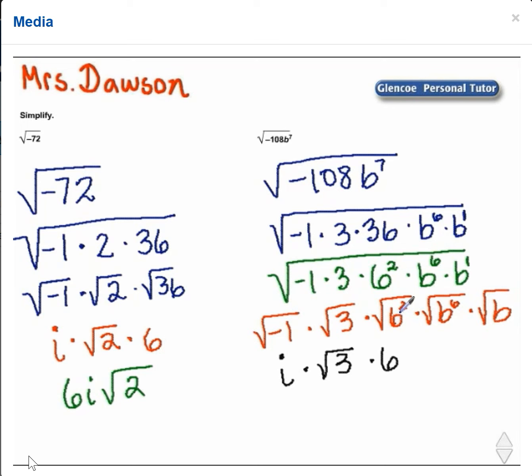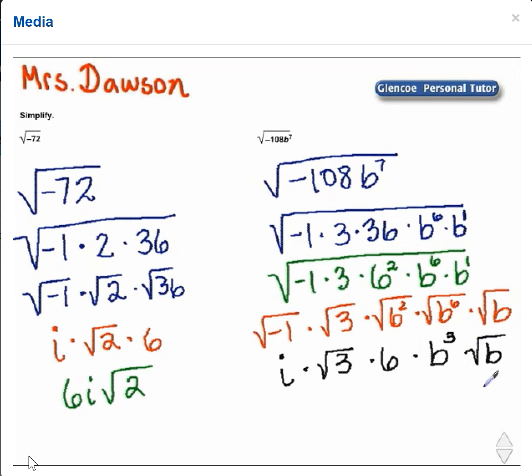Just like we had over here, the square root of 36 was 6. We can also write 6 squared with an exponent there. The square root of b to the 6th, because we have a square root of 2, we can take 6 divided by 2, and that tells us our new power. So b cubed. The square root of b to the 6th is b cubed. The square root of b remains irrational. This has a power of 1, and we're trying to take the square root.